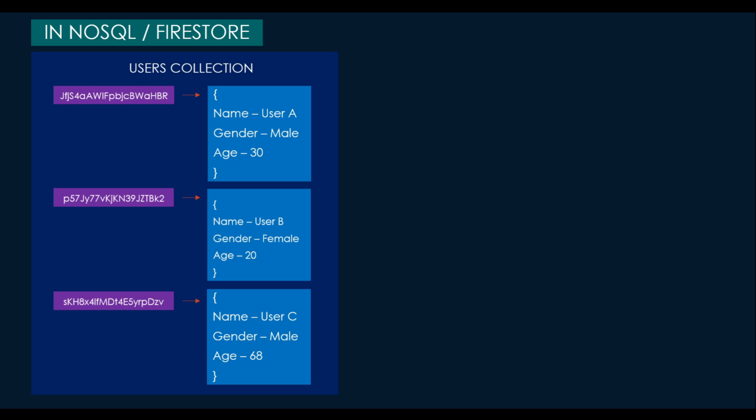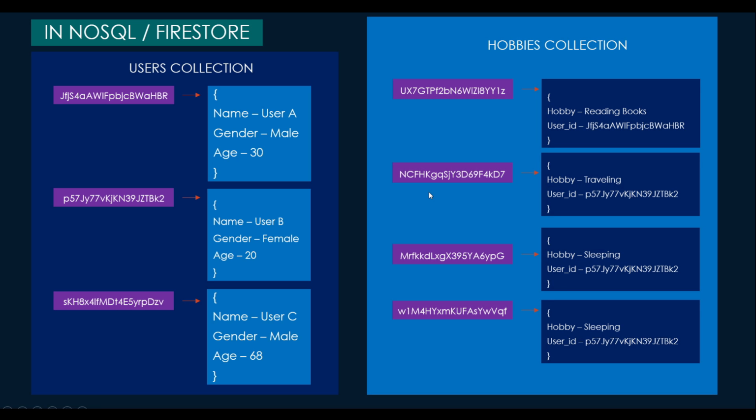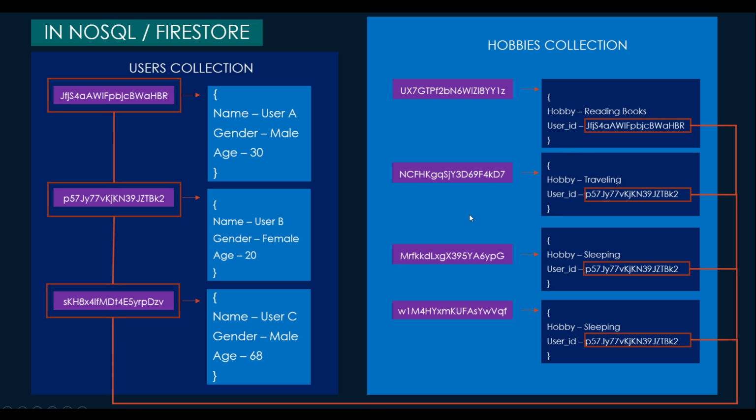In NoSQL databases, also we can do the same. We have a users collection. Each document has its own unique ID. And also we can add a hobbies collection and create a document for each hobby, and we can import the user ID to connect each collection. But we can do this in a better way in Firestore.